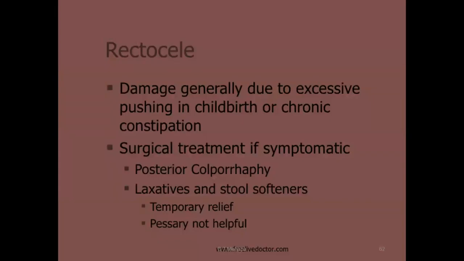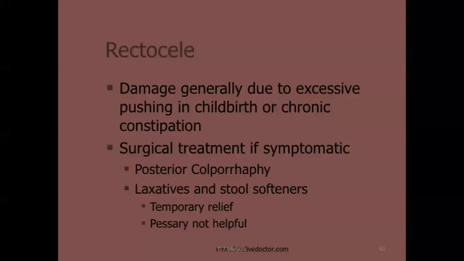I always had women praising themselves: "I pushed 4.5 kilograms." This is not something to be proud about. If you push 4.5 kilograms, baby, it means you have damaged your pelvis more. There are various methods to correct this rectocele, like posterior colporrhaphy.